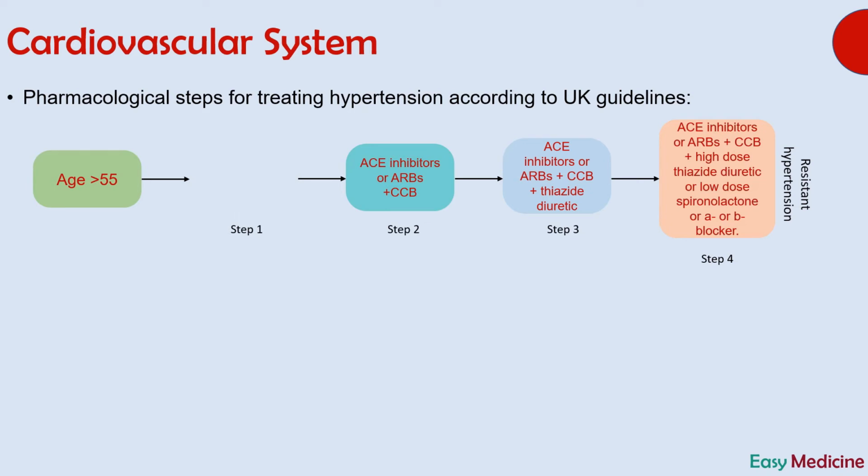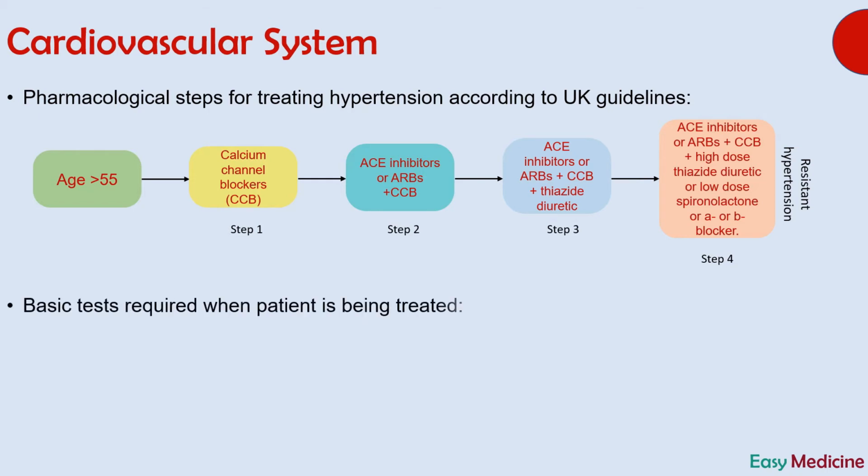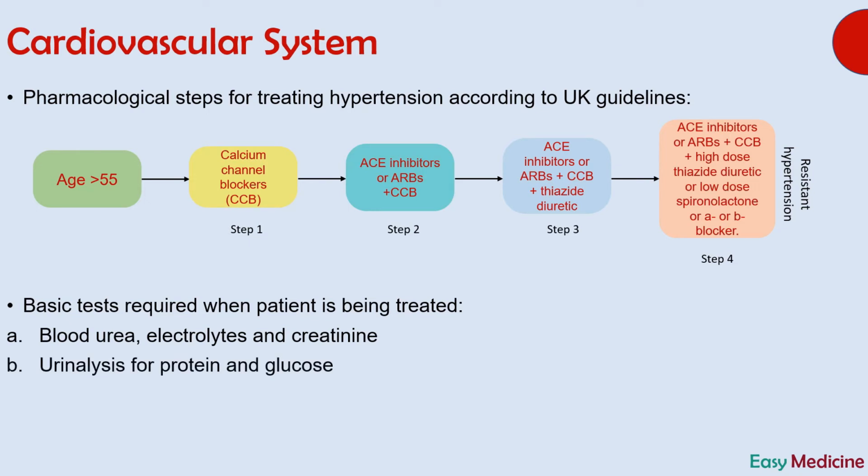So if the patient's age is above 55, then the only difference will be in step 1, which will involve calcium channel blockers instead of ACE inhibitors or ARBs. The last part of the question asked about the tests which are required while the patient is being treated, and these involve blood urea, electrolytes and creatinine, urine analysis for protein and glucose, and ECG.